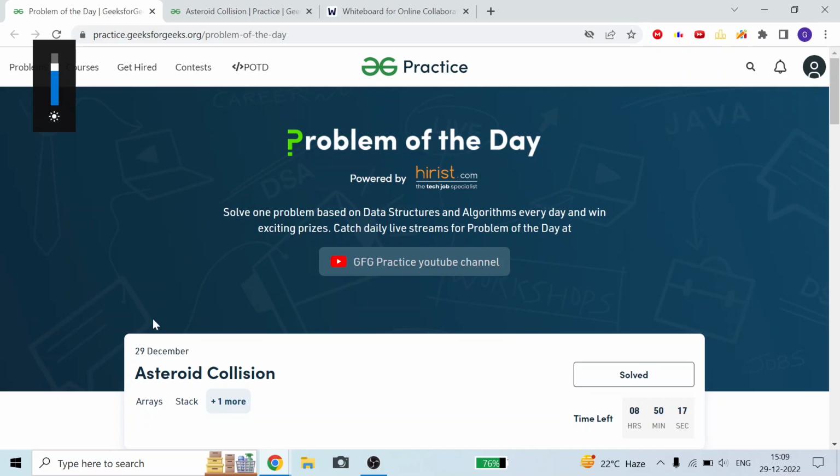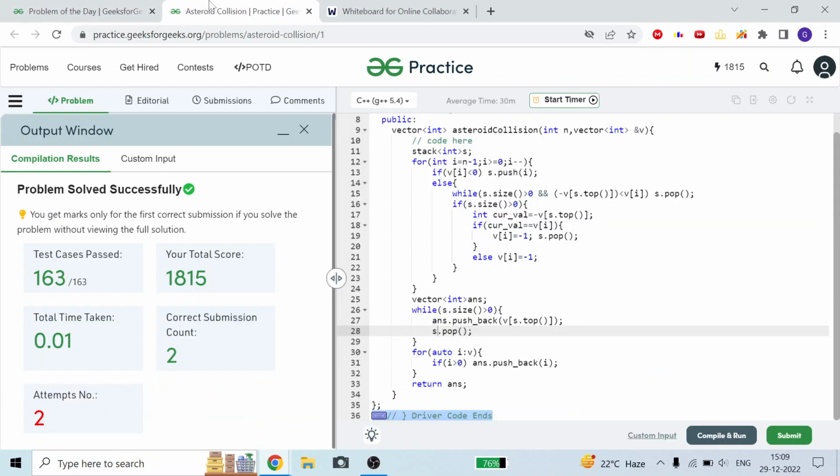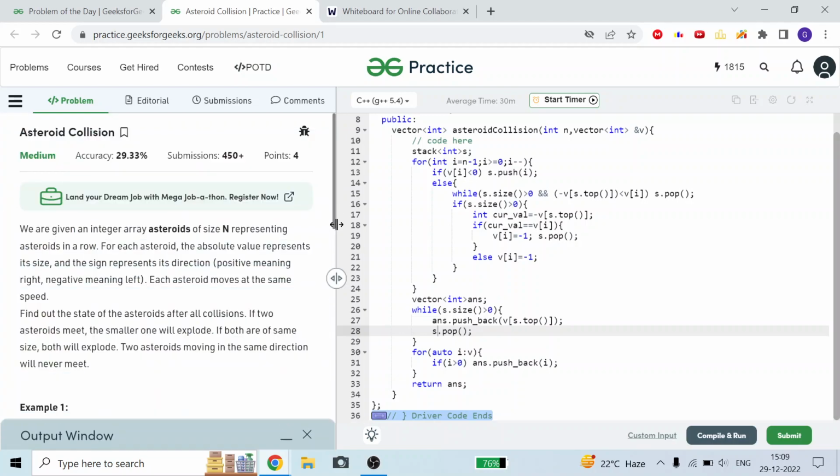Today we are going to discuss this asteroid collision problem of GFG. So let's move on to the problem, guys.